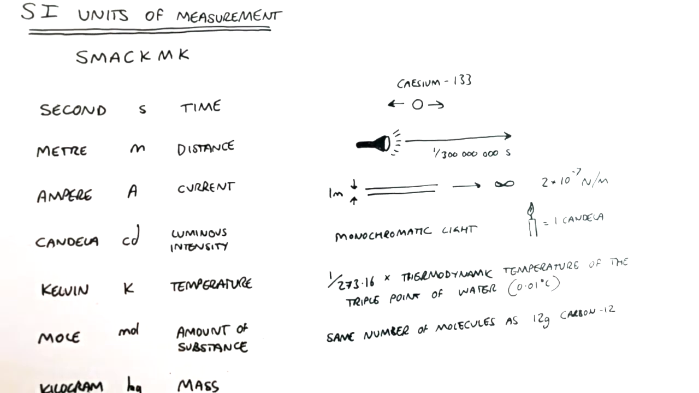The mole is the amount of substance that contains 6.022 × 10²³ molecules or particles or atoms. It's the same number as are found in 12 grams of pure carbon-12 atoms.